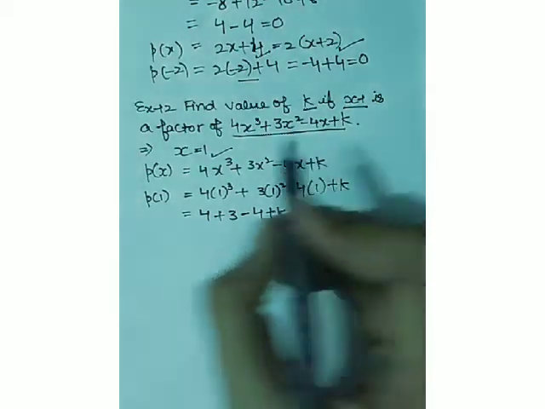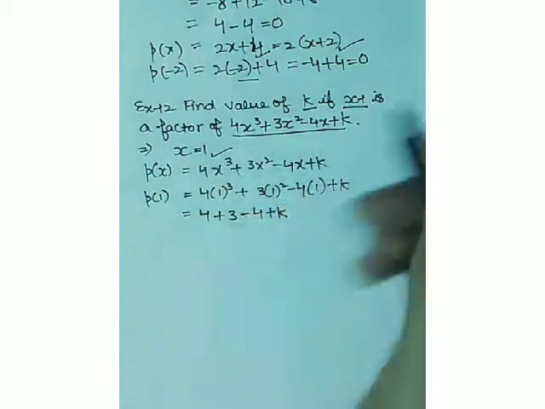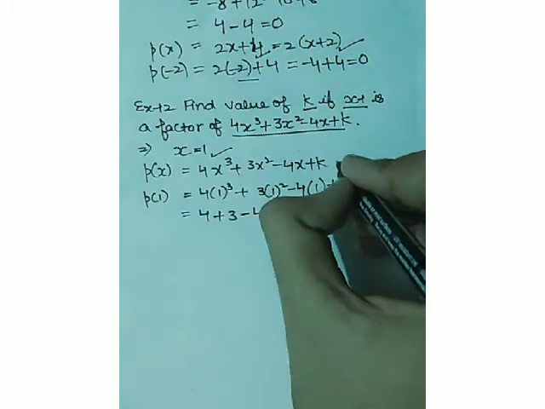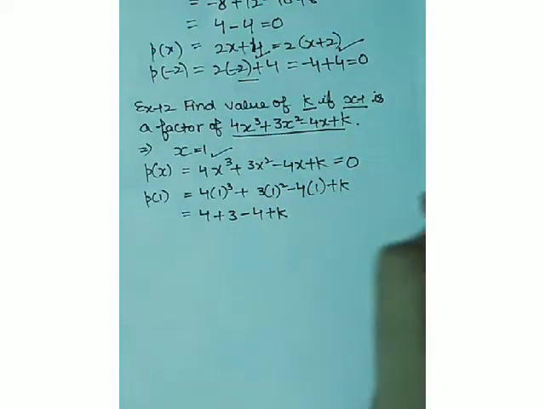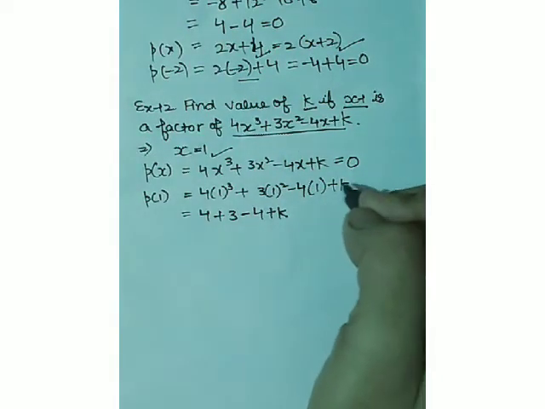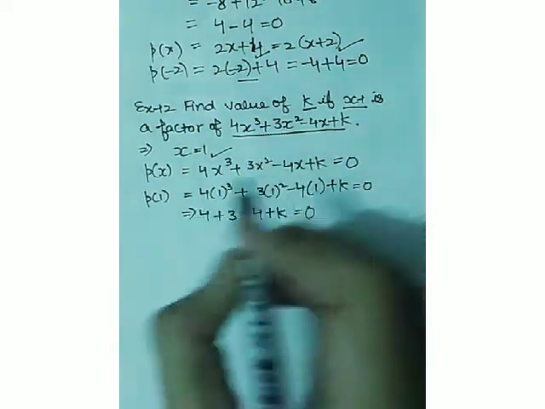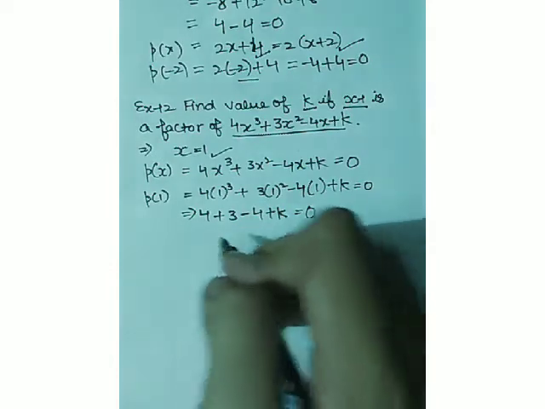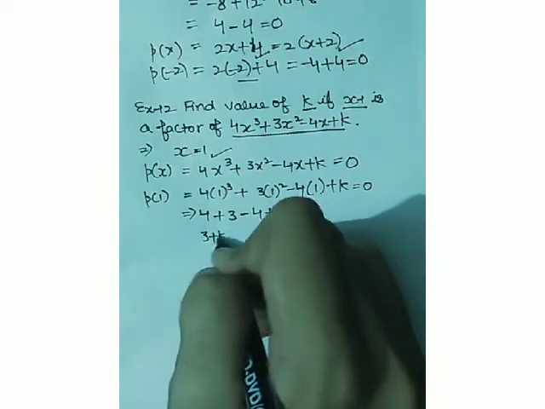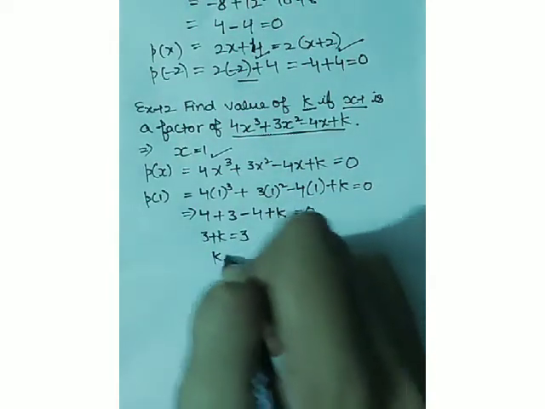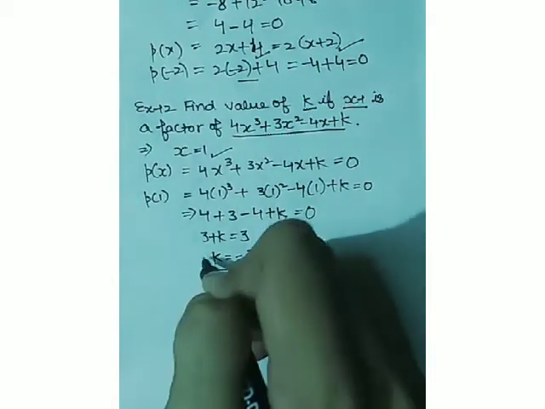And also, if x equals 1 is satisfying the polynomial, it means p of x is equal to 0. It means p of 1 is equal to 0. It means this equation is equal to 0. 4 plus 3, 7. 7 minus 4, that is 3, plus k is equal to 0. Ultimately k will be equal to minus 3.